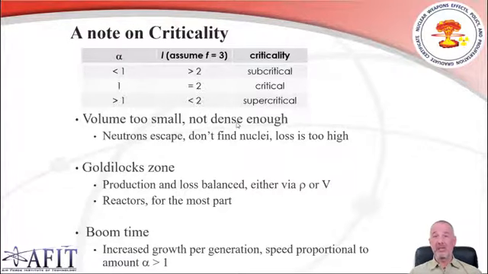And then for us, because we want something to go boom, we need it to be supercritical. So we need that increased growth per generation, which means we need more than one neutron per generation that's going to be used for additional fissions.